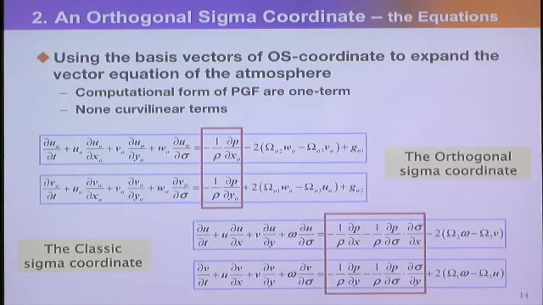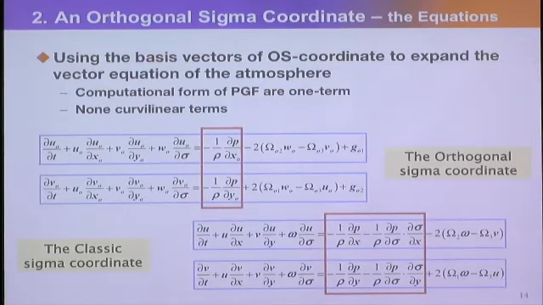Here we compare the momentum equation in the orthogonal sigma coordinate and the classic one. We can see the expression of the PGF is 1 term, compared with the 2 terms of the classic one. And there are no curvature terms this time. That is to say, our equations in the orthogonal sigma coordinate are as simple as those in the z-coordinate.